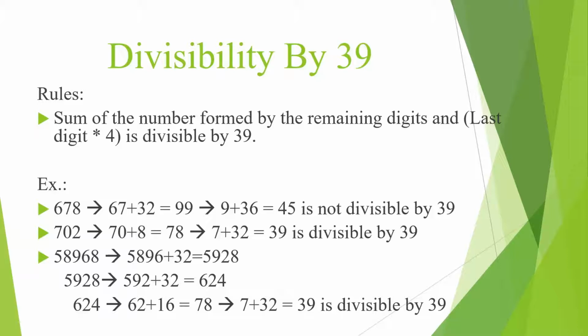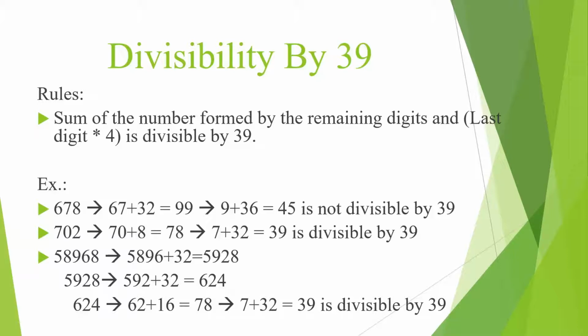Now let us consider another bigger example. 58,968. Ignore the last digit. We will get 5,896 plus last digit into 4. 8 into 4 equal to 32. 5,896 plus 32 is equal to 5,928. Let us reduce it further. We will get 5,928. Ignore the last digit. We will get 592 plus last digit into 4. That is 8 into 4 equal to 32. When we add it up, we will get 624.